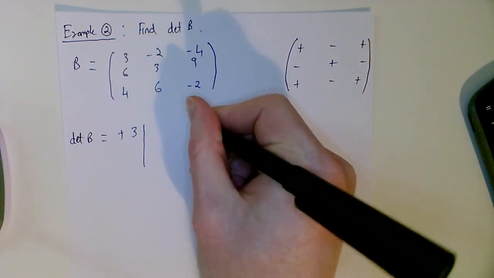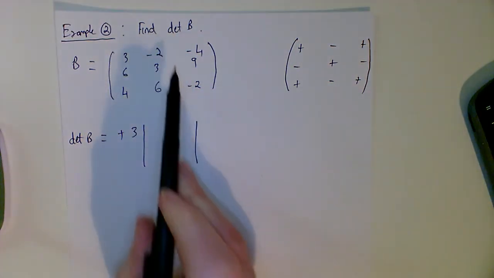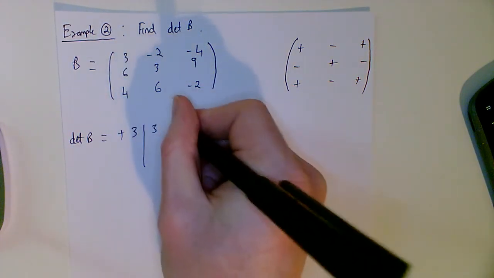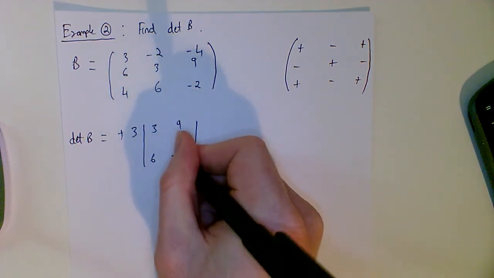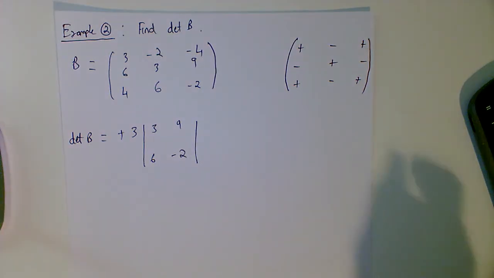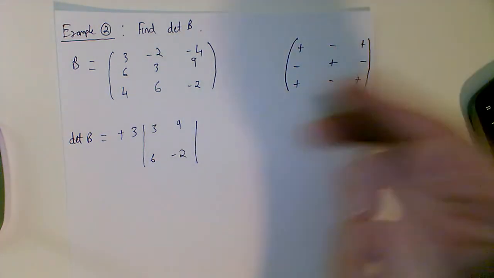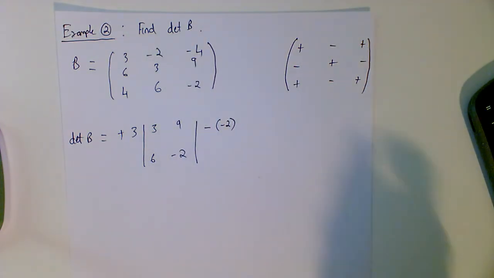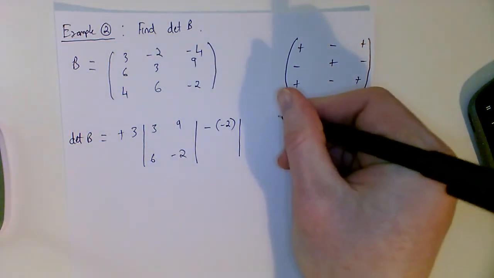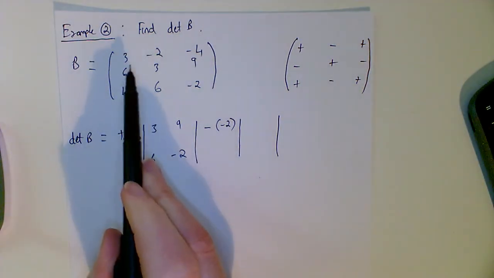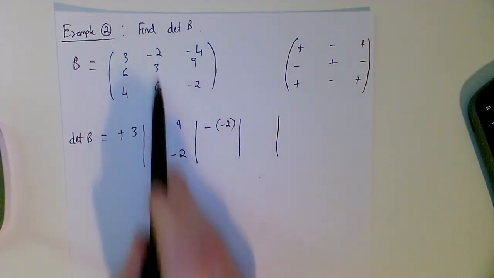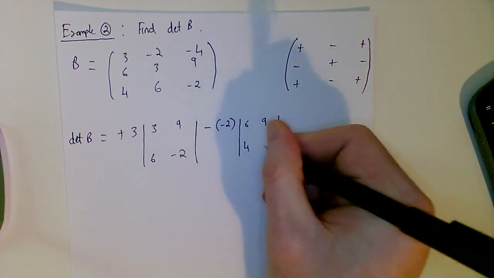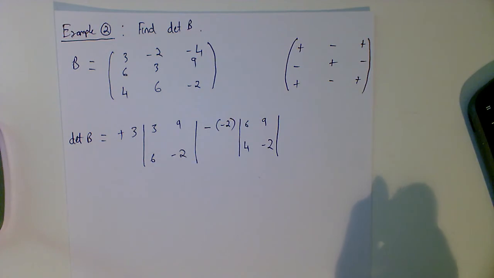And then my minor matrix, which is not on the row of 3 and not on the column of 3. So that's 3, 9, 6, negative 2. Right, and it's now a negative, so it's take away, and this element here is negative 2. Then the minor matrix at negative 2 is not on, so that's that one and that one. So that gives me 6, 9, 4, negative 2.